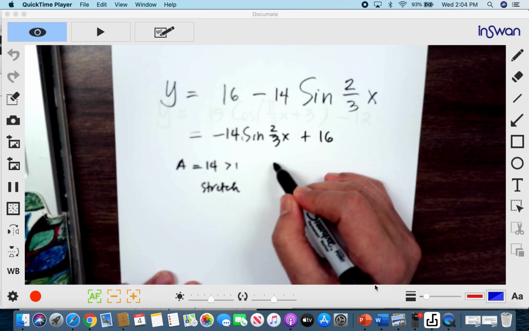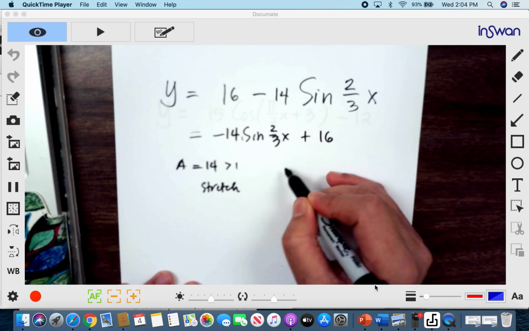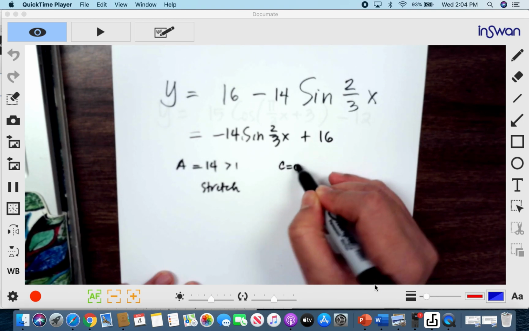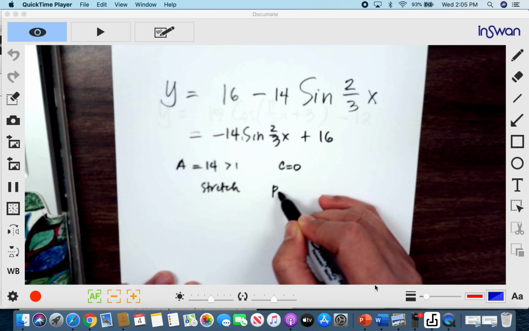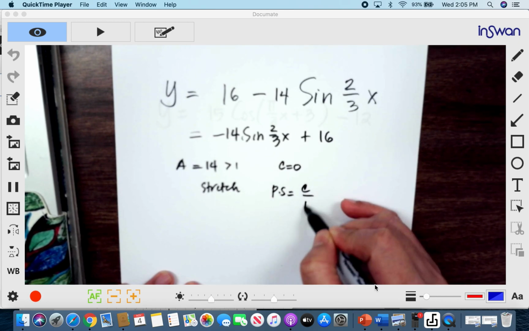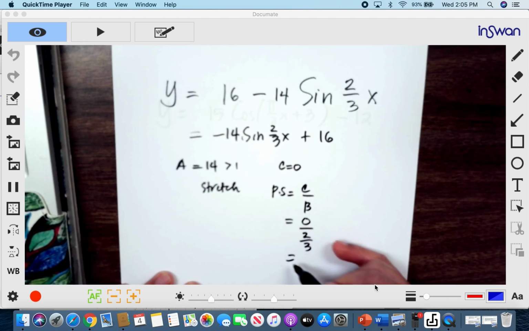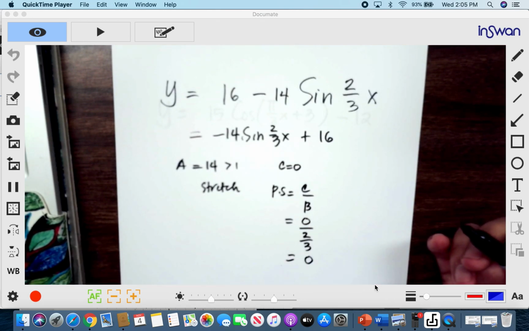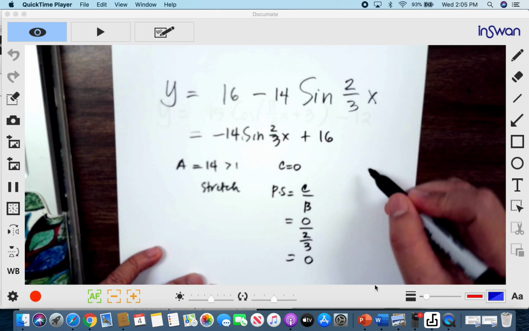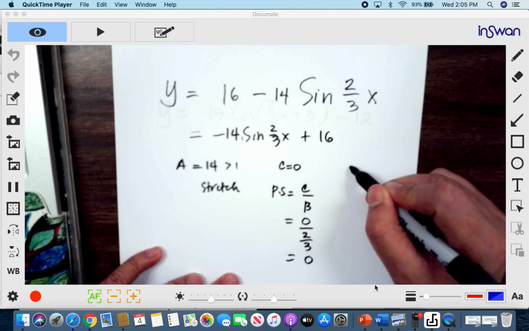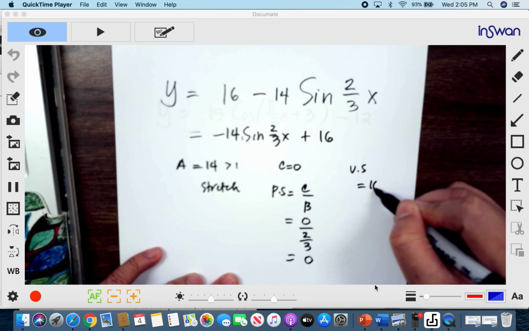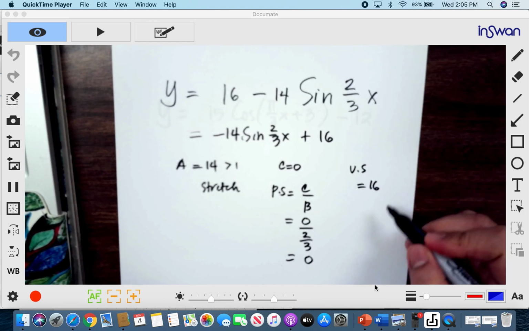So by a factor of 14, our graph will stretch. And our B is 2/3. But we don't have C. That means our C is 0. So therefore, our phase shift is equivalent to C over B, and that's 0 over 2/3, which also gives us 0. So that means our graph is steady in the origin. It's not going to move left and right. Our vertical shift is 16. That means our graph will go up by 16.